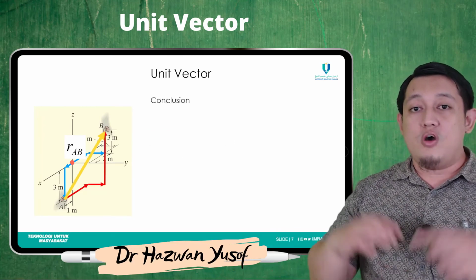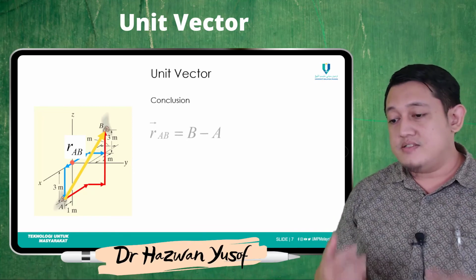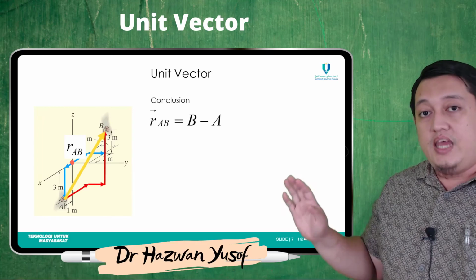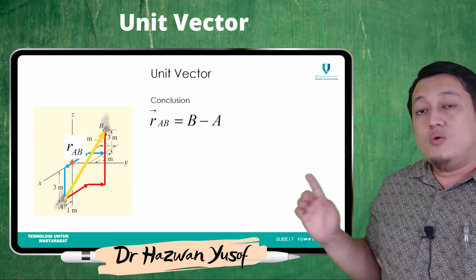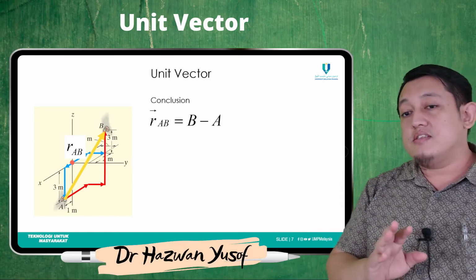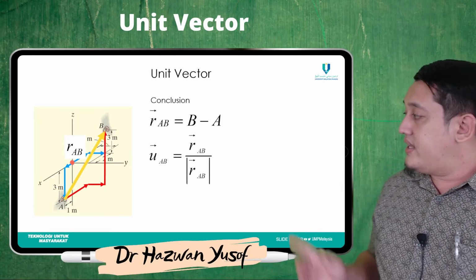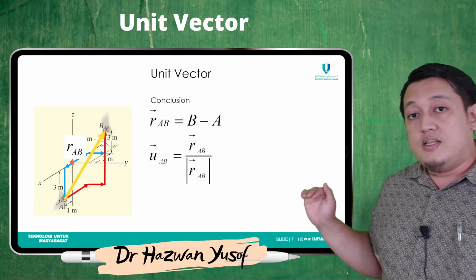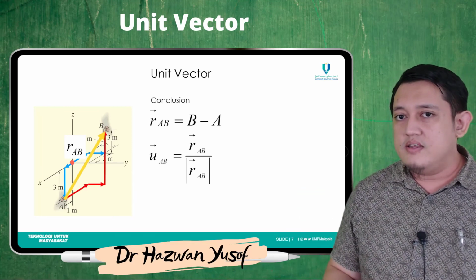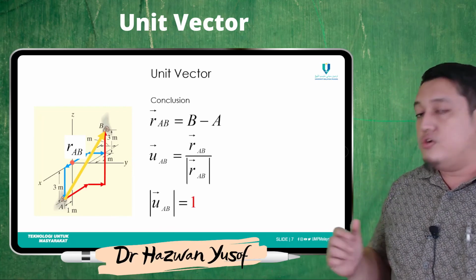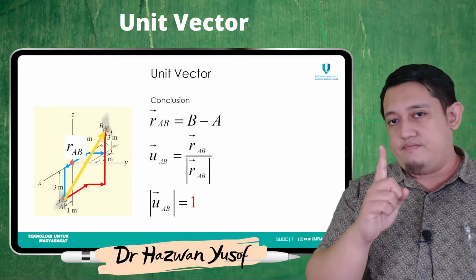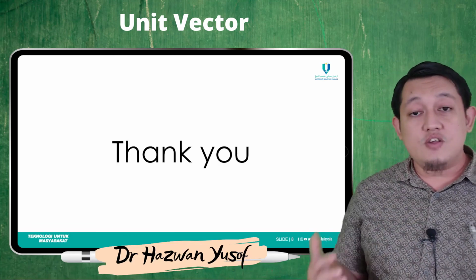So, to conclude everything here, first, for the direction from point A to B, RAB, we must do B minus A. Make sure. Next, the unit vector is the vector over the magnitude of the vector. And the last one is that the magnitude of the unit vector will always be 1. So, that's all for today.